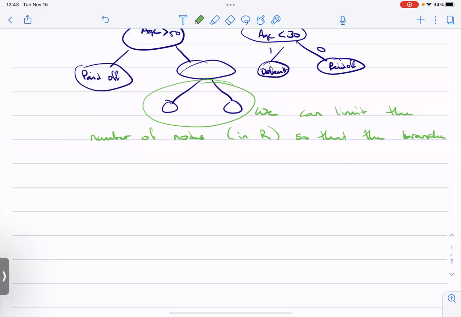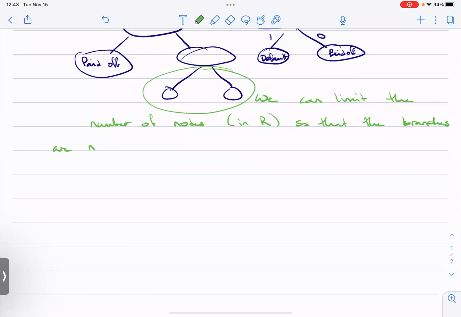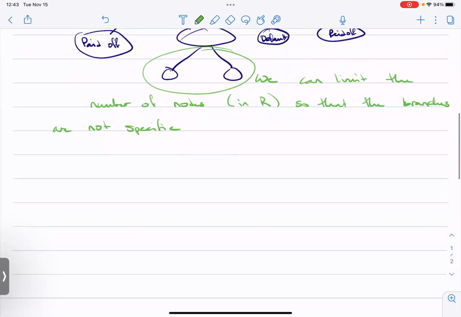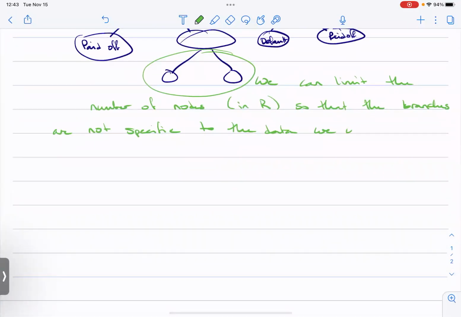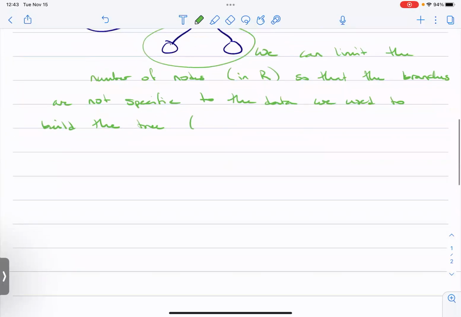Feels like it's been a long day already. So that the branches are not specific to the data we use to build the tree. Right, in brackets, I'll say that would be the same as it fits the training set perfectly.